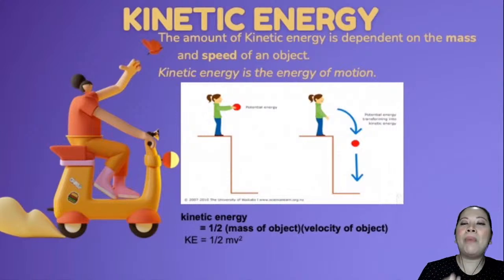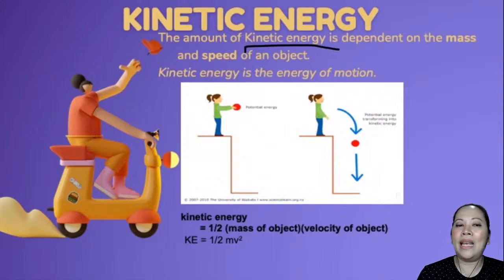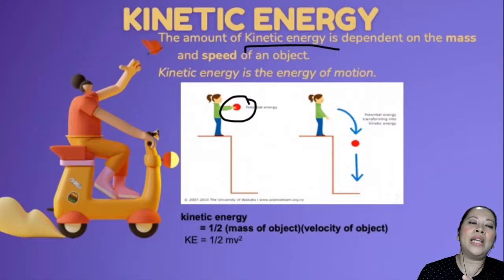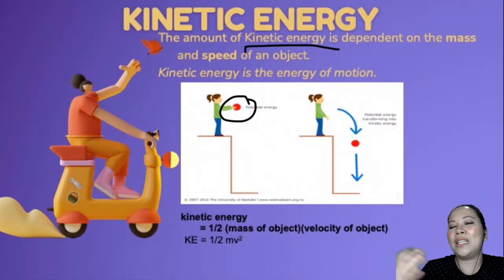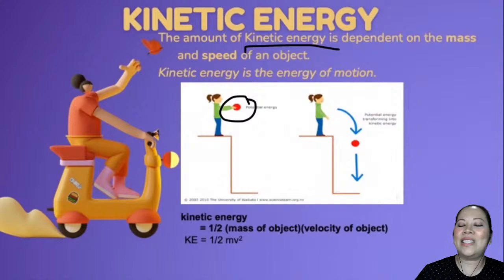All right, so the amount of kinetic energy is dependent on the mass and the speed of an object. Kinetic energy is the energy in motion. When you're holding a ball, while you're holding it, the ball has potential energy. But once you drop it, the potential energy has been converted to kinetic energy because the ball moved. Okay, simple as that. So how do we calculate kinetic energy?